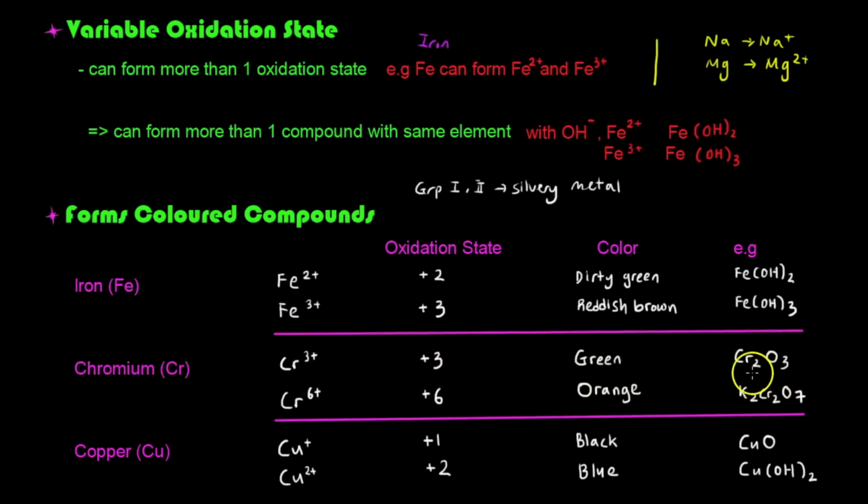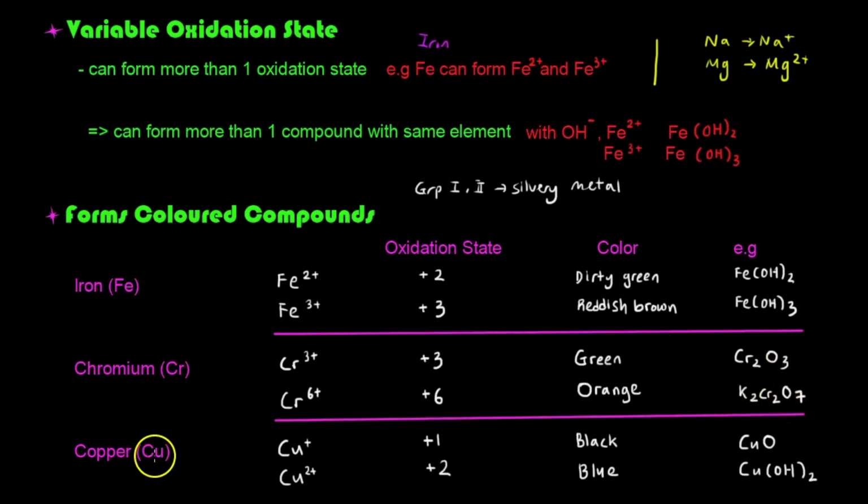For example, it can form Cr2O3 with oxide ion. Then Cr6+ has an oxidation state of +6, which is orange in color. It can form K2Cr2O7, which is formed between Cr6+, K+ and oxide ion.